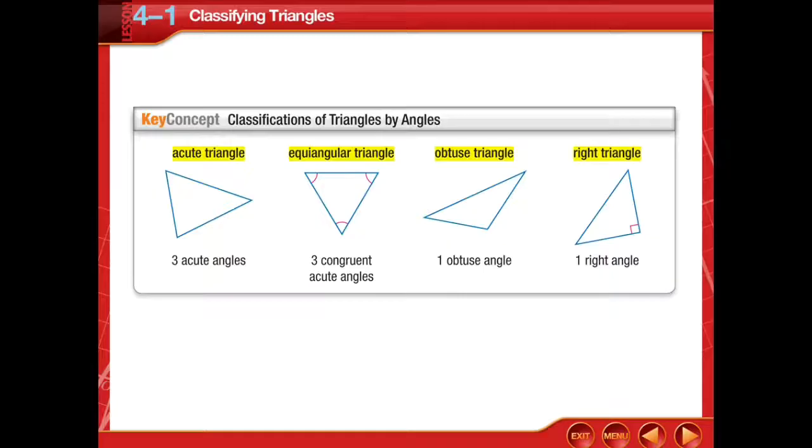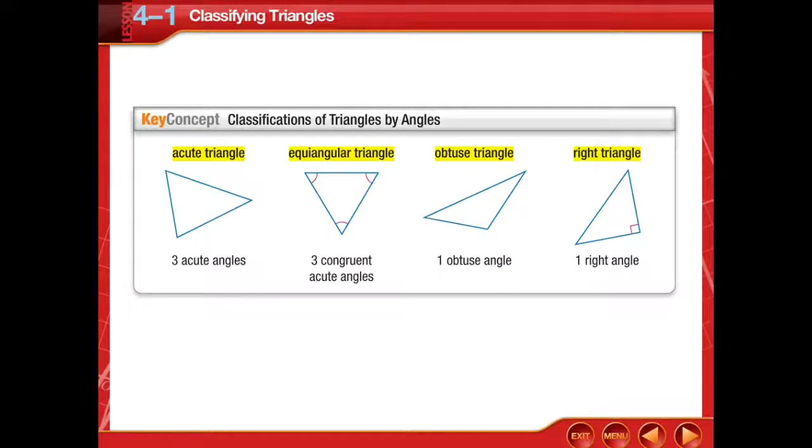Here are four classifications for triangles by their angles only. An acute triangle has three acute angles. An equiangular triangle, equi meaning equal, angular meaning angles. An equiangular triangle has three congruent acute angles. An obtuse triangle has one obtuse angle, and a right triangle has one right angle.